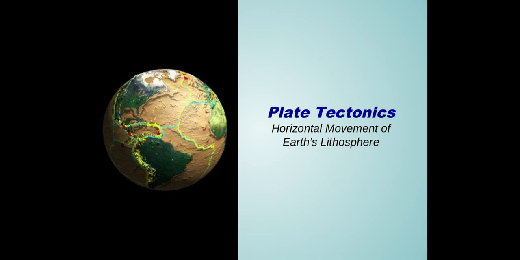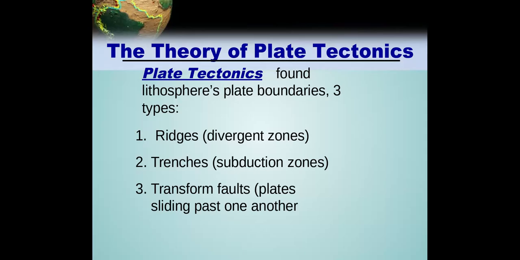Okay, so today we're going to be talking about plate tectonics. It's also called continental drift. There's a lot of evidence that came about with this. The man's name was Hess, who realized that the lithosphere was made of several different plates and they made boundaries. The three boundaries we're going to be looking at are ridges, trenches, and transform faults.